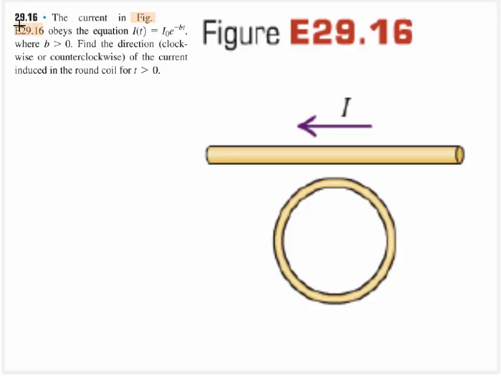Okay, some sample problems for chapter 29. First, let's take a look at problem number 16, which is a problem on Lenz's law. Made the figure a little bit bigger, go big or go home. And we're going to have some current flowing through this wire right here.